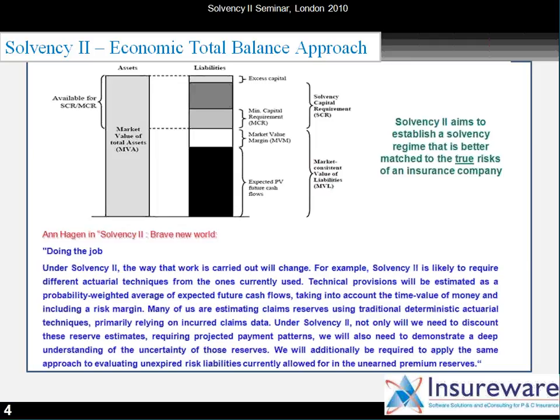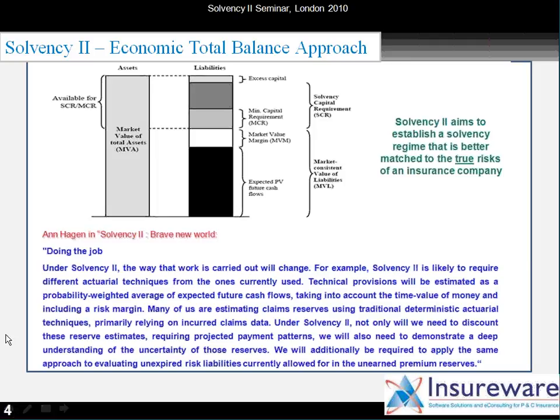The market value margin is the cost of capital, risk capital. The capital providers provide the risk capital, and at the end of the year the market value margin, which is the premium for holding the risk capital, has to be returned to the capital providers. And on top of the market value margin, we have the Solvency Capital Requirement, the SCR.